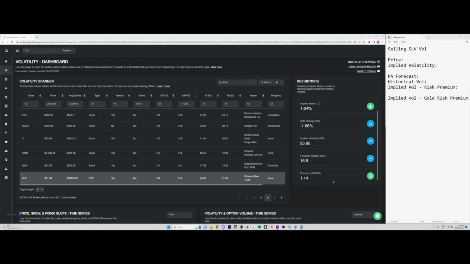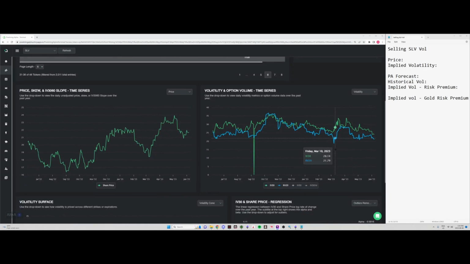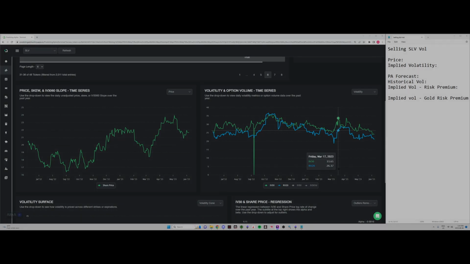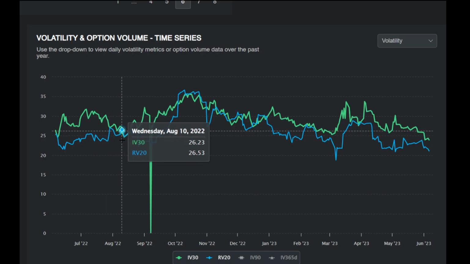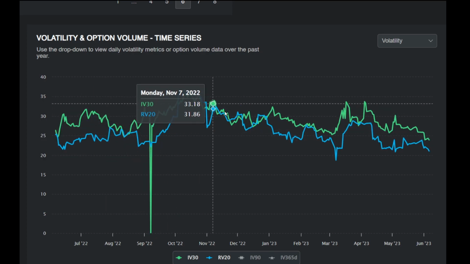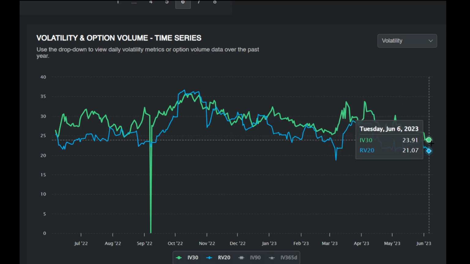Taking a look at the volatility and option volume time series here. What button do I press? This one. Yeah, we can see that the green implied volatility line just tends to be higher than the blue realized volatility line in general. And this tells us there's a pretty good risk premium here, and option sellers just tend to make money over the long run.